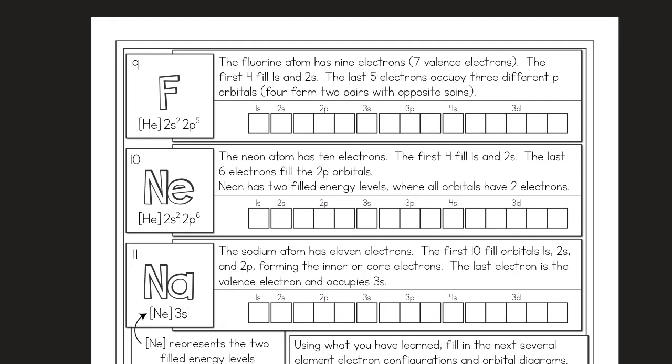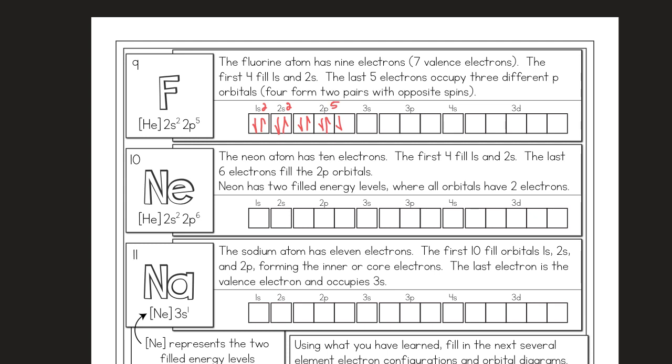On to the next page. Fluorine. So fluorine has 7 valence electrons, but 9 total electrons. 1, 2, 3, 4, 5, 6, 7, 8, 9. So to fill this in, it'd be 1s2, 2s2, 2p5. And that would be its configuration.